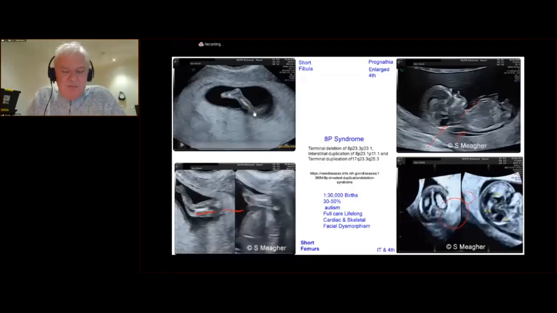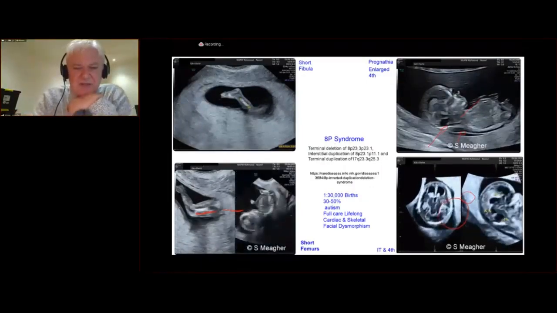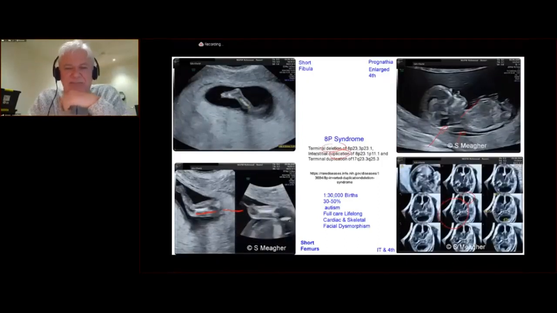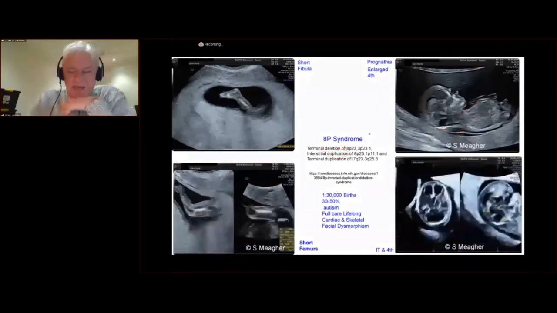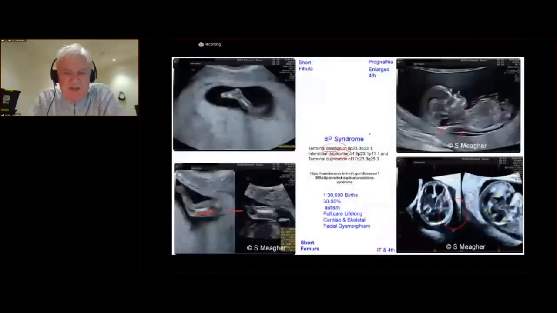And on testing, the chromosomal microarray came back with both a deletion and duplication in segments of 8p, known as 8p syndrome, which is a rare abnormality, 1 in 30,000 births, but a strong association with autism. And most of these children require full care lifelong with complications of cardiac, skeletal, and facial dysmorphism.